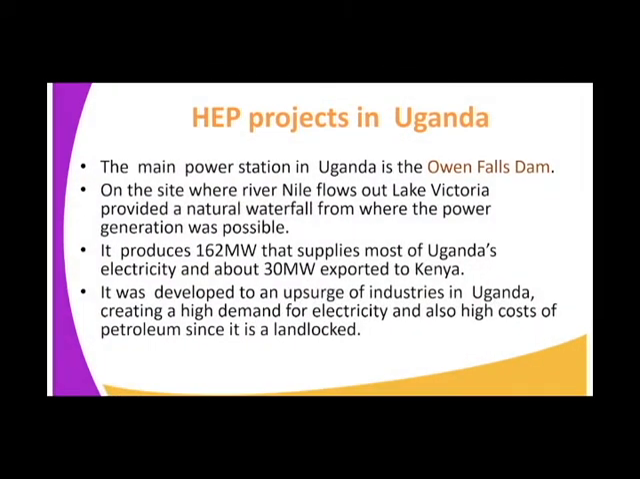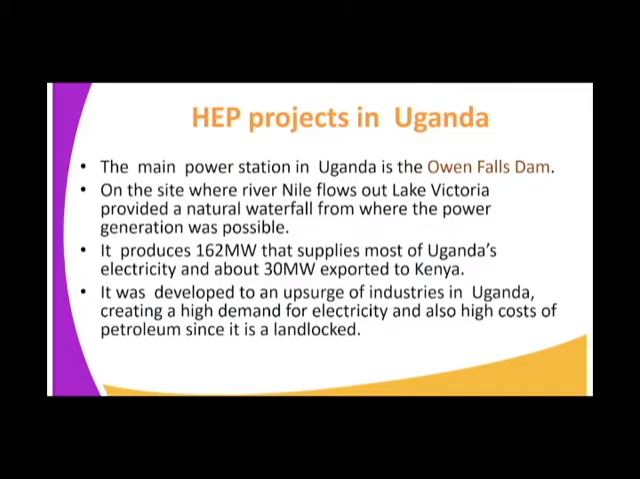Our subtopic is hydroelectric power projects in Uganda. The main power station in Uganda is the Owen Falls Dam. On the site where River Nile flows out of Lake Victoria, there was a natural waterfall from where power generation was possible. It produces 162 megawatts that supplies most of Uganda's electricity and about 30 megawatts is exported to Kenya.